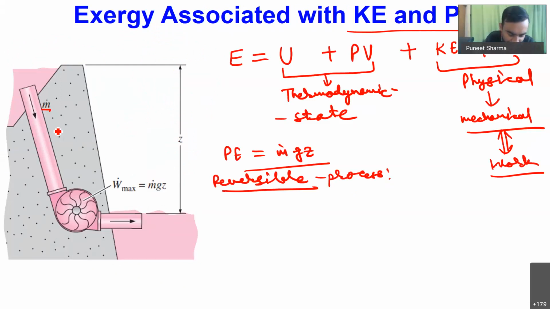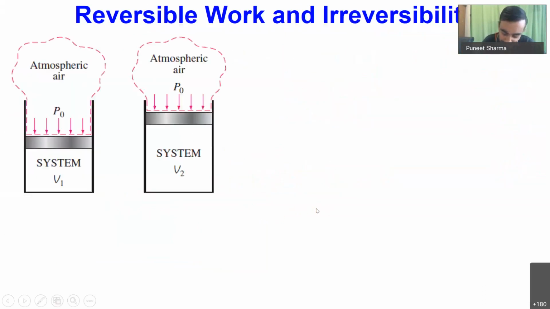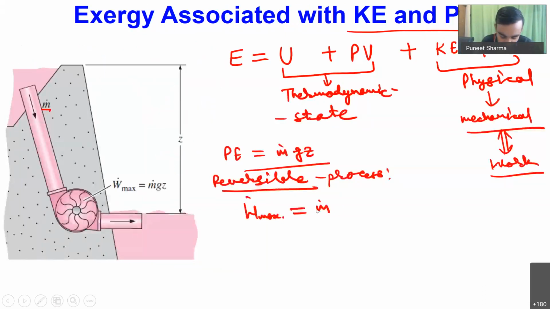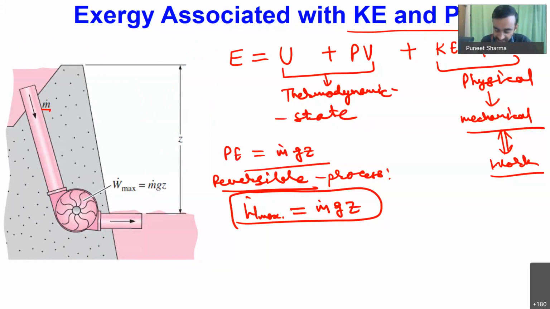Now, how do we utilize this potential head? This potential head creates a pressure drop across this wheel, and the wheel rotates. Consider it a hydraulic turbine. While this hydraulic turbine rotates, we get some shaft work, and the maximum shaft work we can obtain from this system equals the mass flow rate of water into g into z. This is the amount of shaft work we can extract from our system.